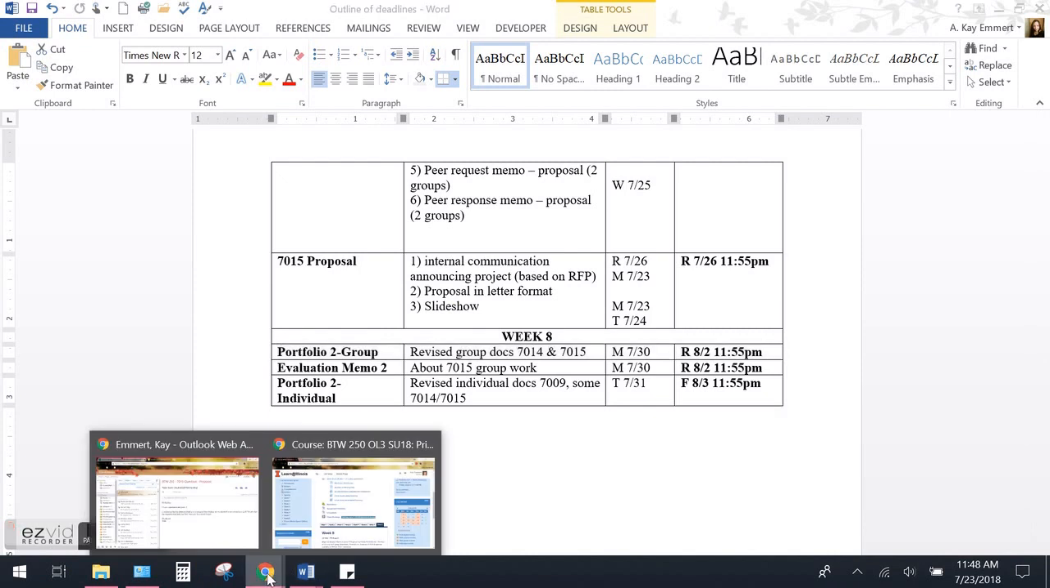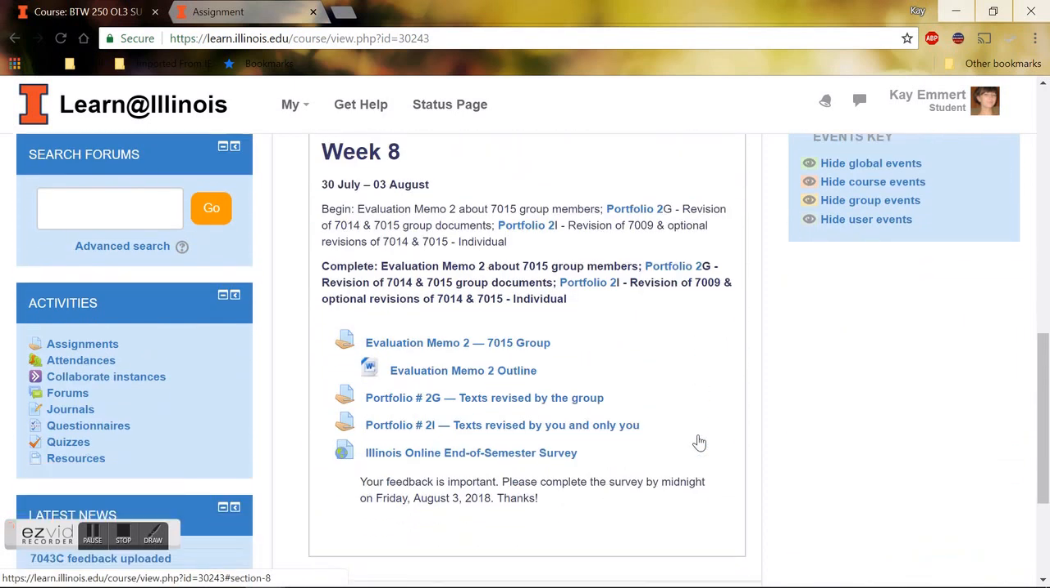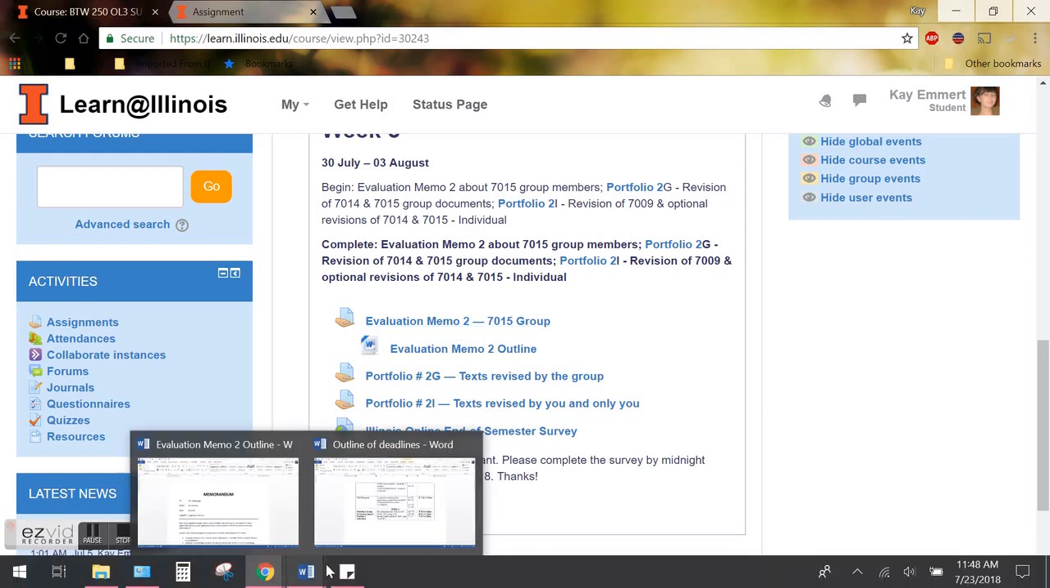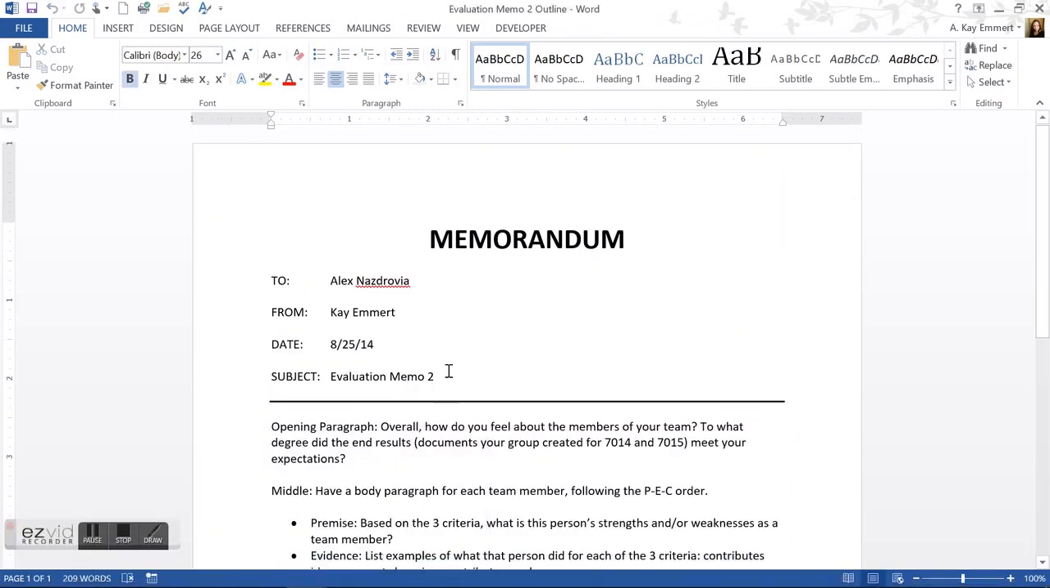So to talk about what you're supposed to write in this, go ahead and click on week 8 and scroll down, and underneath the submission deadline for evaluation memo 2 is an outline. And so this is very similar to what you did for the evaluation memo 1. Notice that this is still supposed to be to your pretend boss, Alex Nostrovia, but it's from you because you're the one writing it. So this should be your name. Put the current date in there, and you can leave this as a subject line, but make sure you can differentiate this evaluation memo from evaluation memo 1.